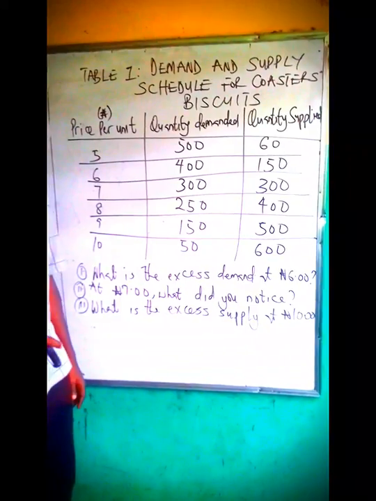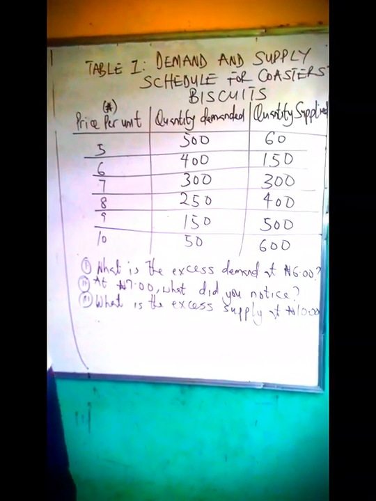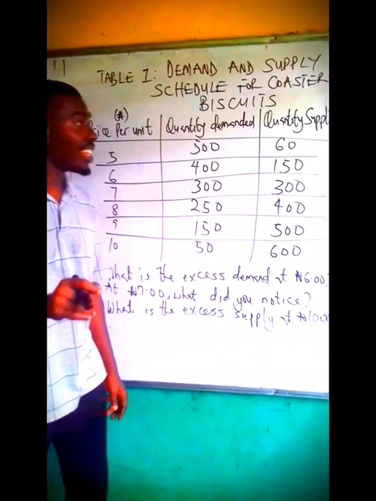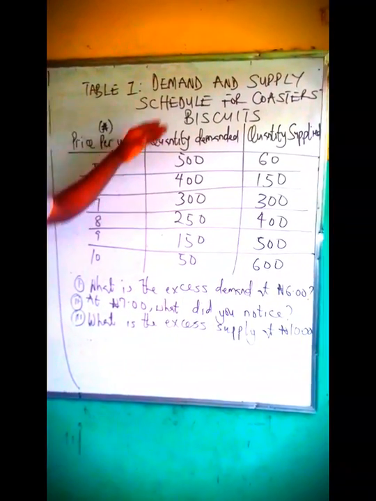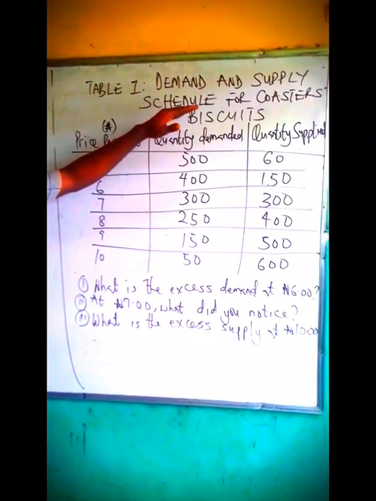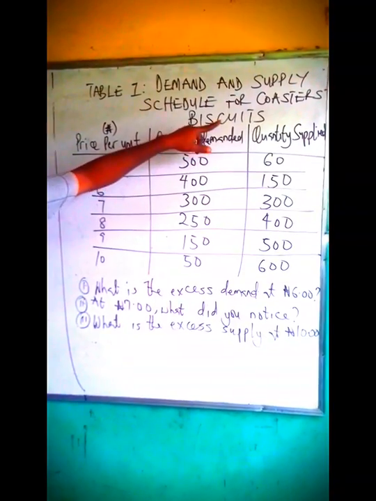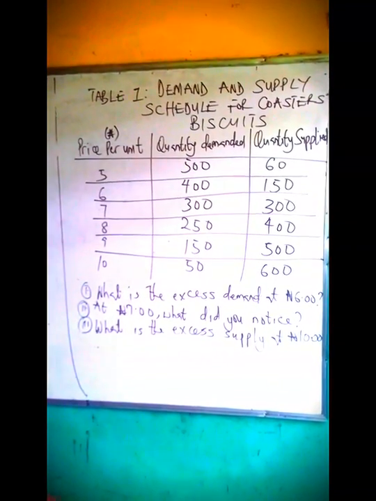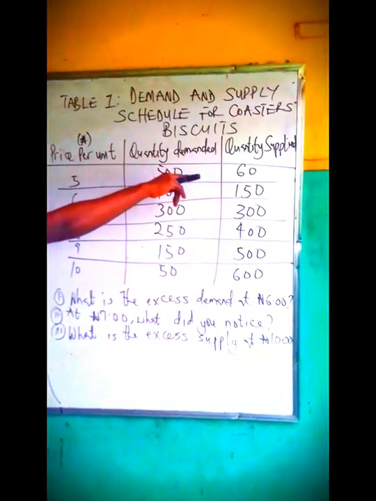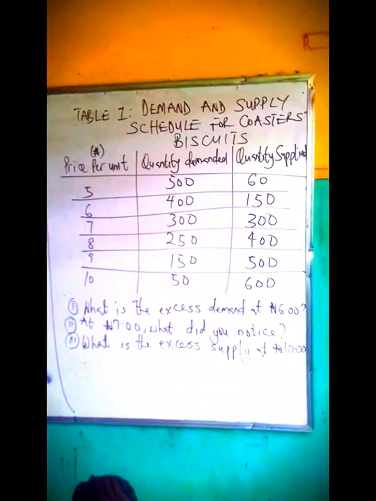In today's class, we look at basic tools of economic analysis. Just like you can see, this is a table: the demand and supply schedule for Costa biscuits. You have the price, the quantity demanded, and the quantity supplied.